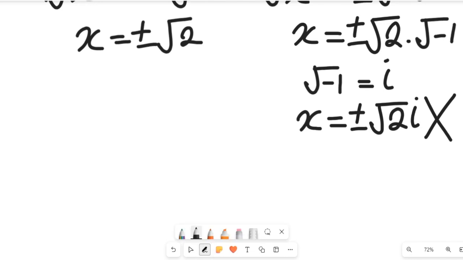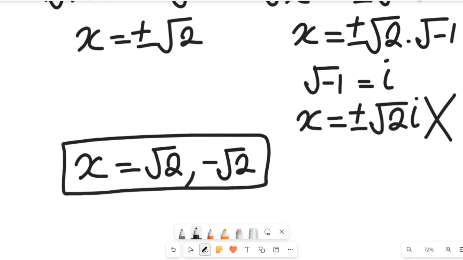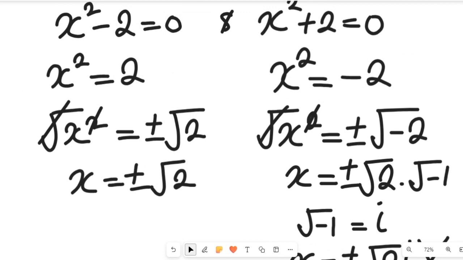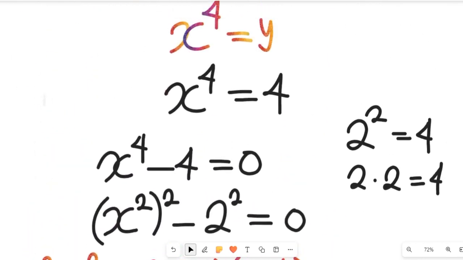So the only real solution we have for x is equal to square root of 2, or x can be equal to negative square root of what? 2. So these are the only real solutions for x that satisfy that exponential equation we are given above. What a lengthy solution it is.